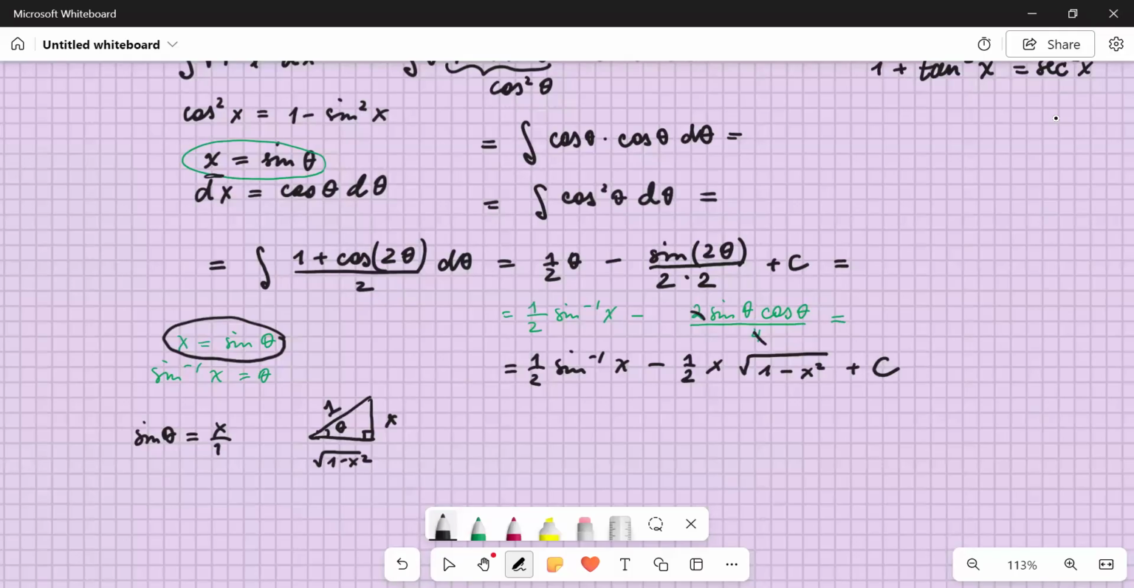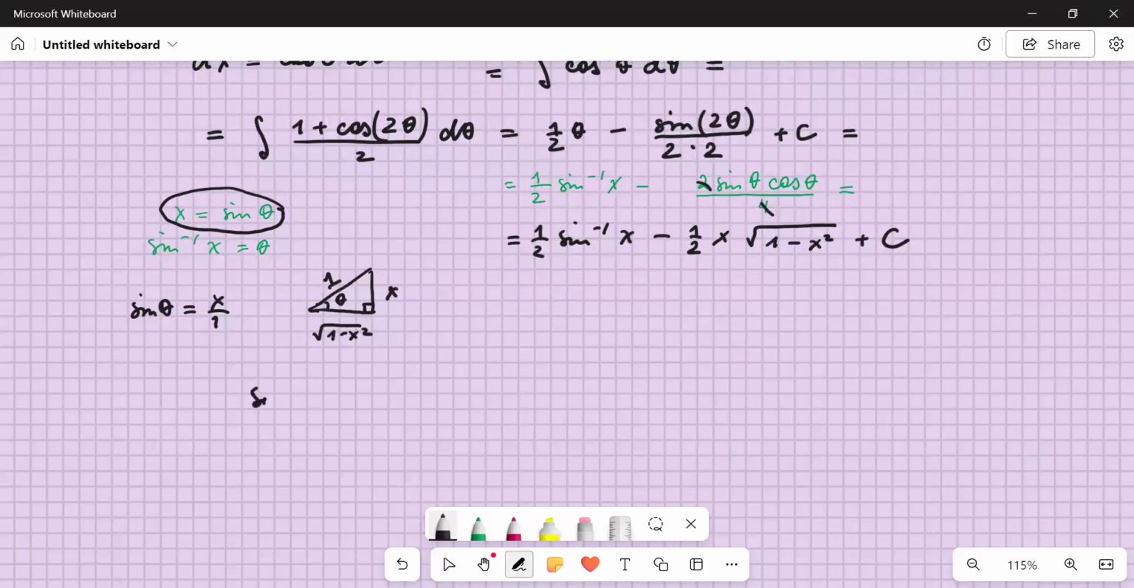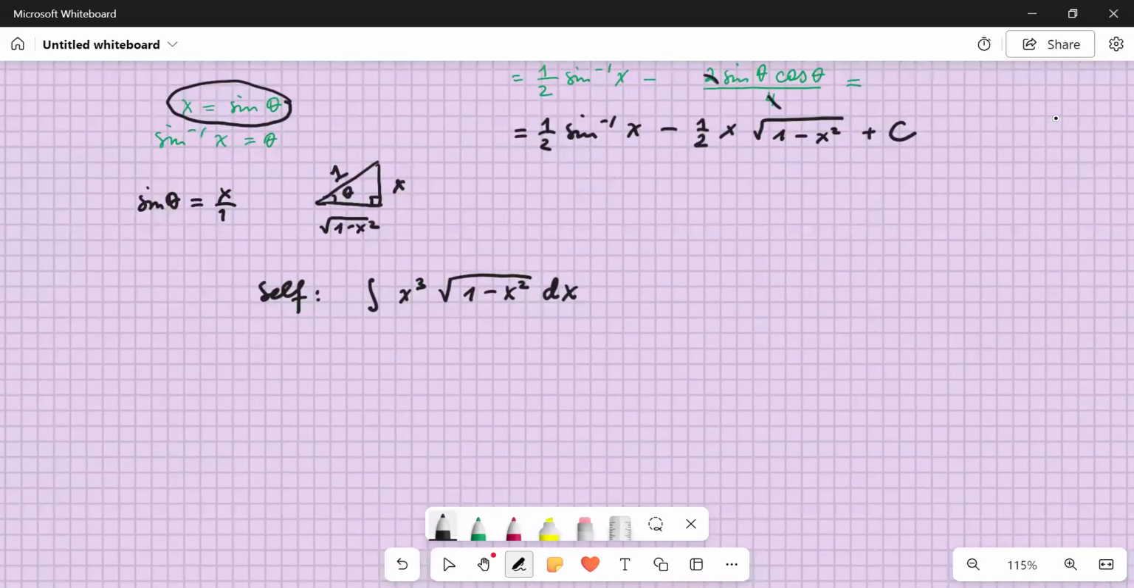Okay guys, we solved our first problem, and I'm going to assign a problem for self-work. For self-work, I want you to calculate the next integral, x cubed square root of 1 minus x squared dx. And we are moving to our next integral.